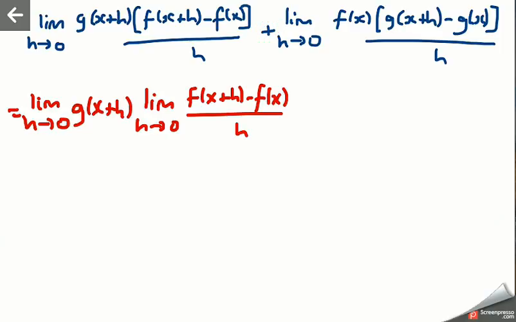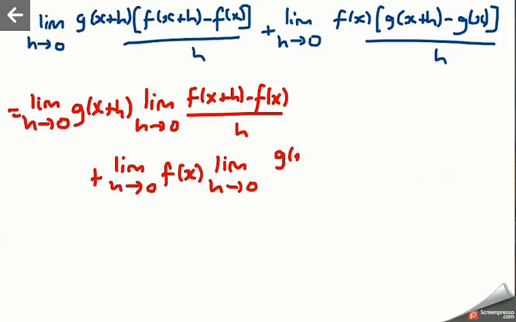Plus the limit as h gets closer and closer to 0 of f of x times the limit as h gets closer and closer to 0 of g of x plus h minus g of x divided by h. So that's where we're at so far. We just split up those two products, that limit of the product, into the product of those limits using the rule we just wrote down before.